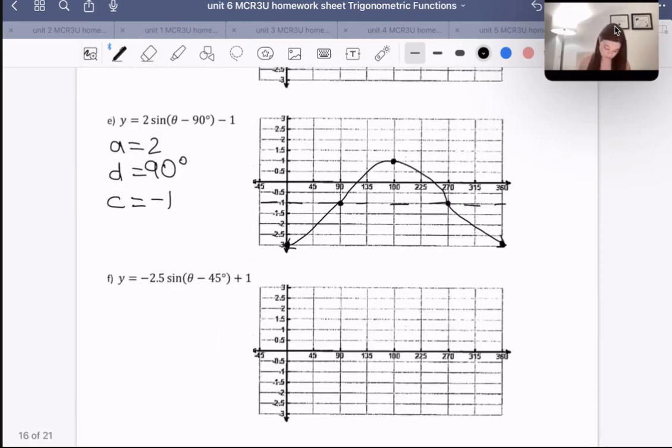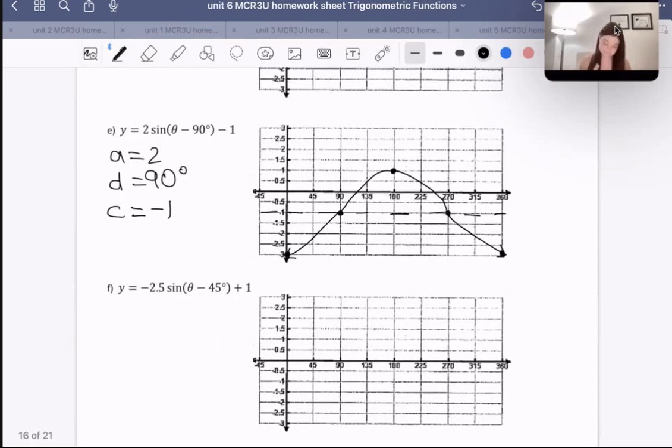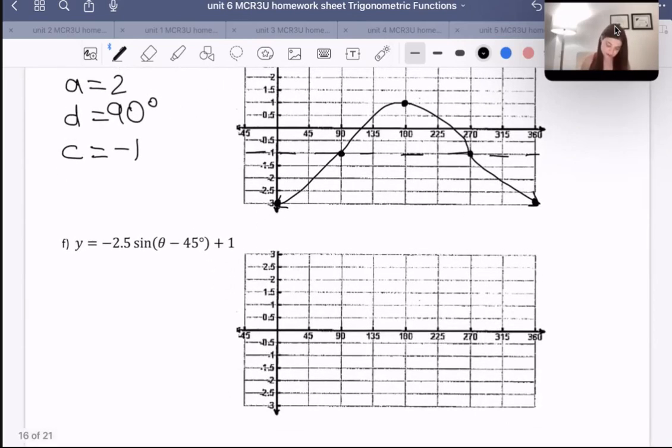All right, let's do one more example, and then I'll leave you guys with some homework for today. Okay, so let's try this one. Here we have that A is -2.5, so that means two things. It means our amplitude is 2.5, and it also means that we are going to reflect in the x-axis. Then we have D is equal to 45 degrees. That means we're shifting 45 degrees to the right. And then we also know that C is equal to 1. And what does that mean? That means that our midline is going to be at 1 rather than 0.